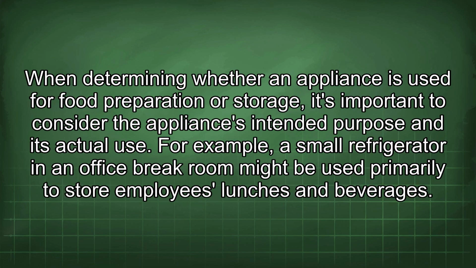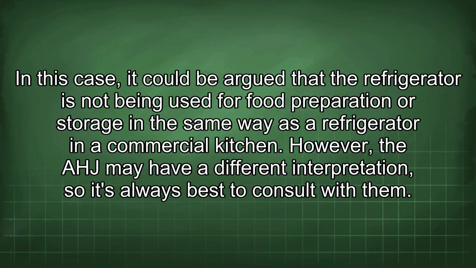When determining whether an appliance is used for food preparation or storage, it's important to consider the appliance's intended purpose and its actual use. For example, a small refrigerator in an office break room might be used primarily to store employees' lunches and beverages. In this case, it could be argued that the refrigerator is not being used for food preparation or storage in the same way as a refrigerator in a commercial kitchen. However, the AHJ may have a different interpretation, so it's always best to consult with them.